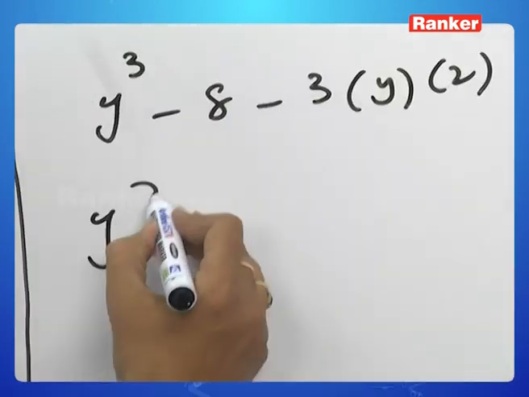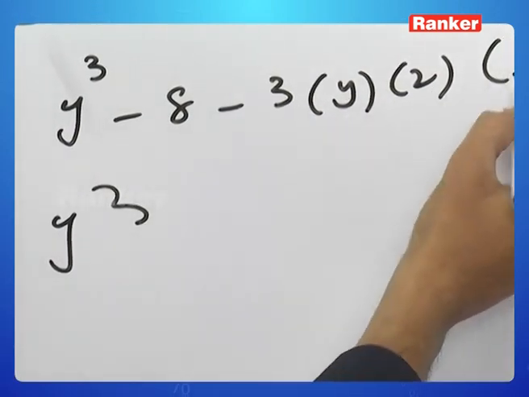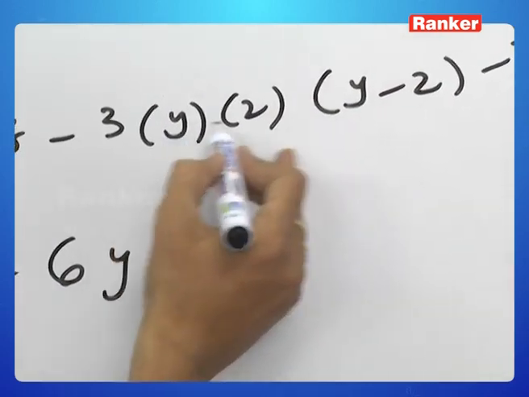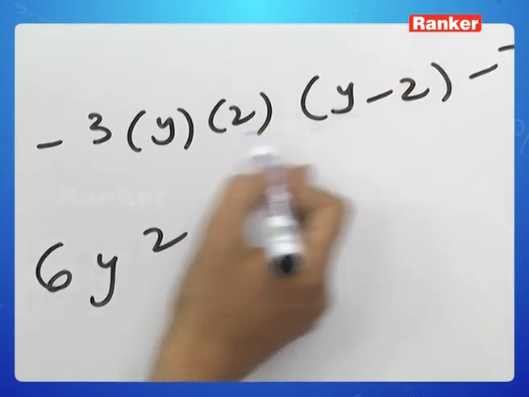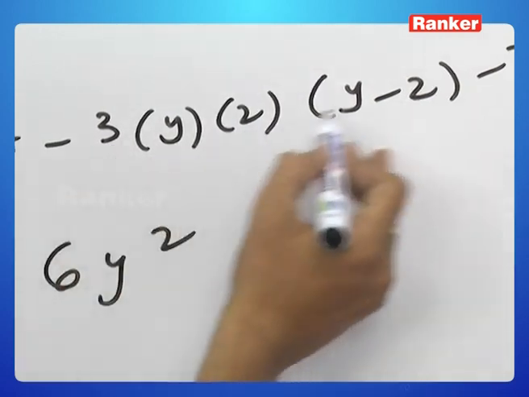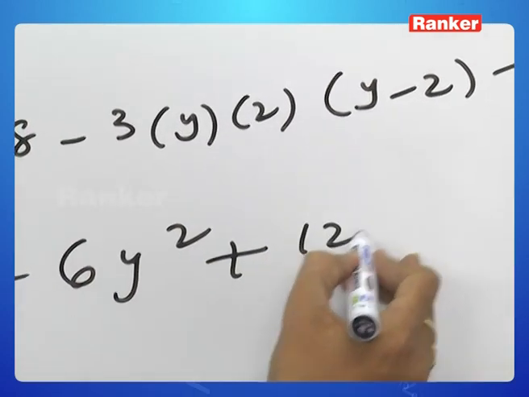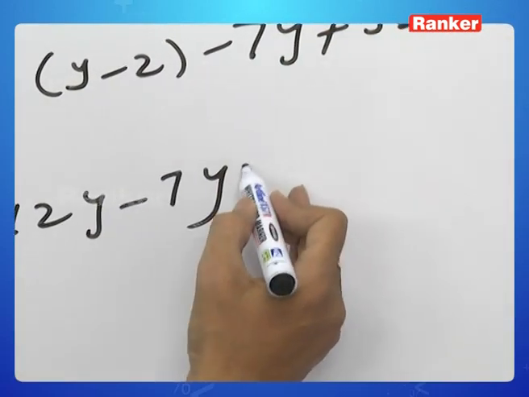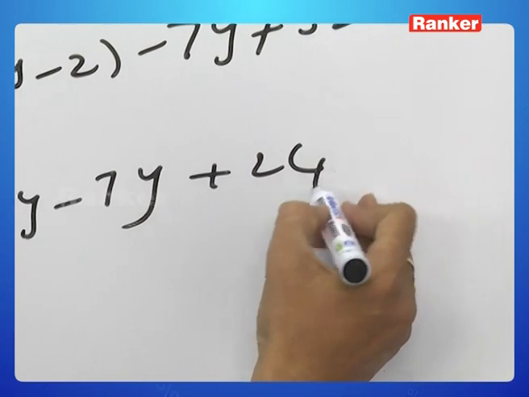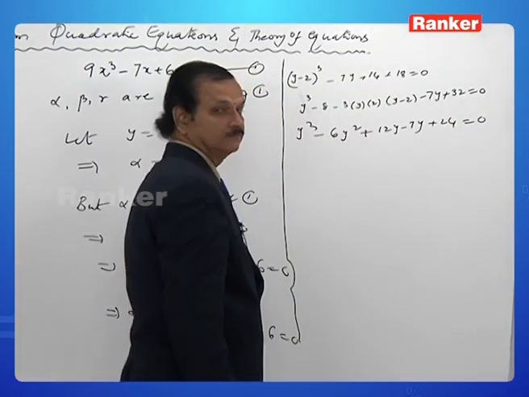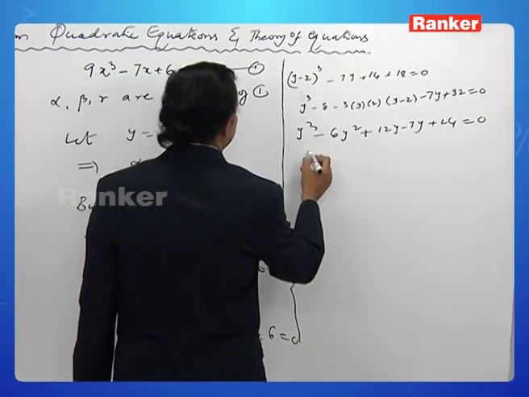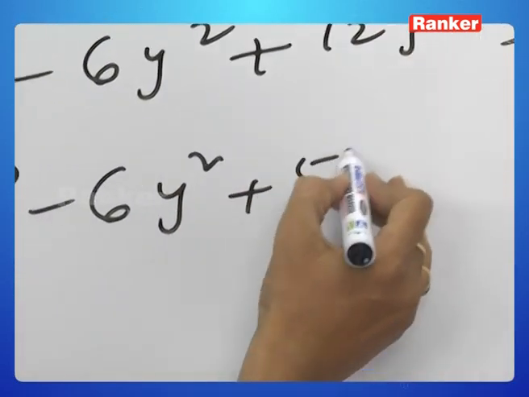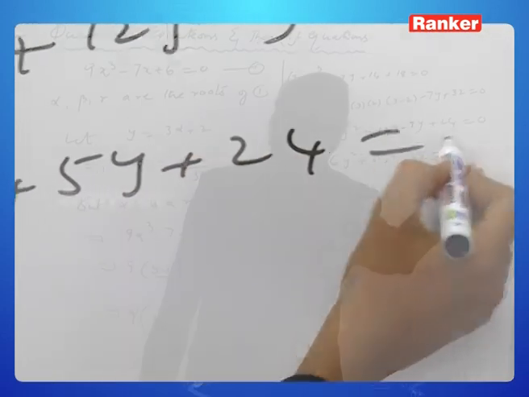Y cube minus 6y square, minus 6 into y, 6y into y, 6y square again, minus 6y into minus 2, plus 12y minus 7y. 32 minus 8, what is 32 minus 8? 24 is equal to 0. Again, let me simplify it. Y cube minus 6y square, 12y minus 7y, plus 5y plus 24 is equal to 0.